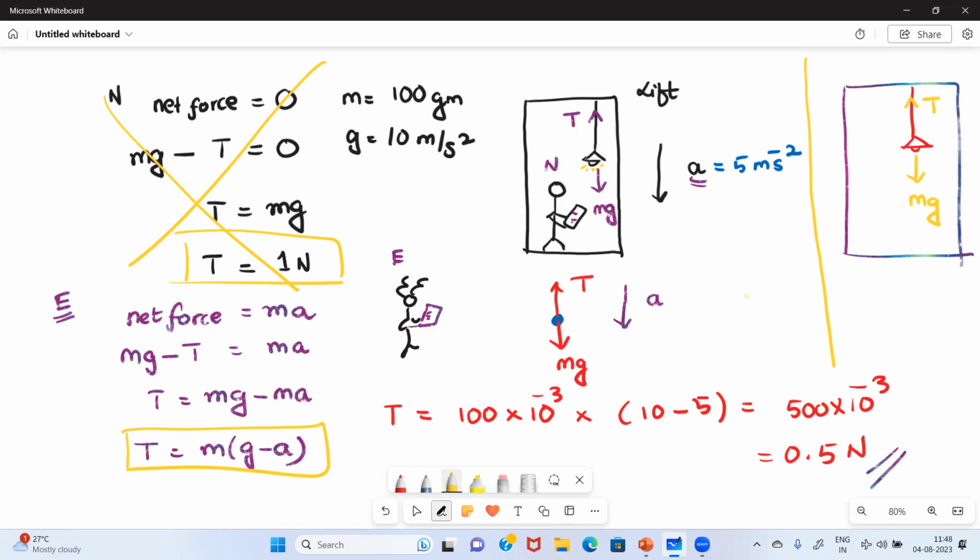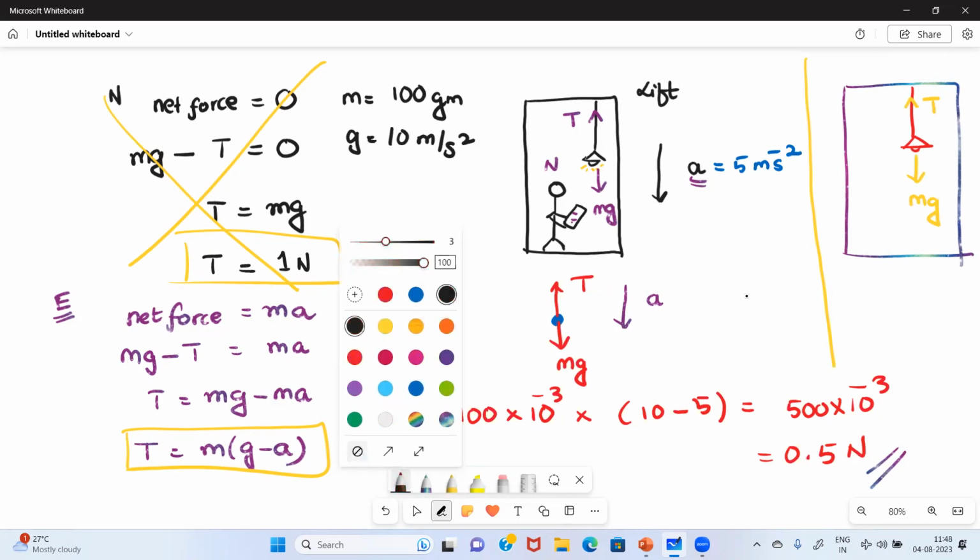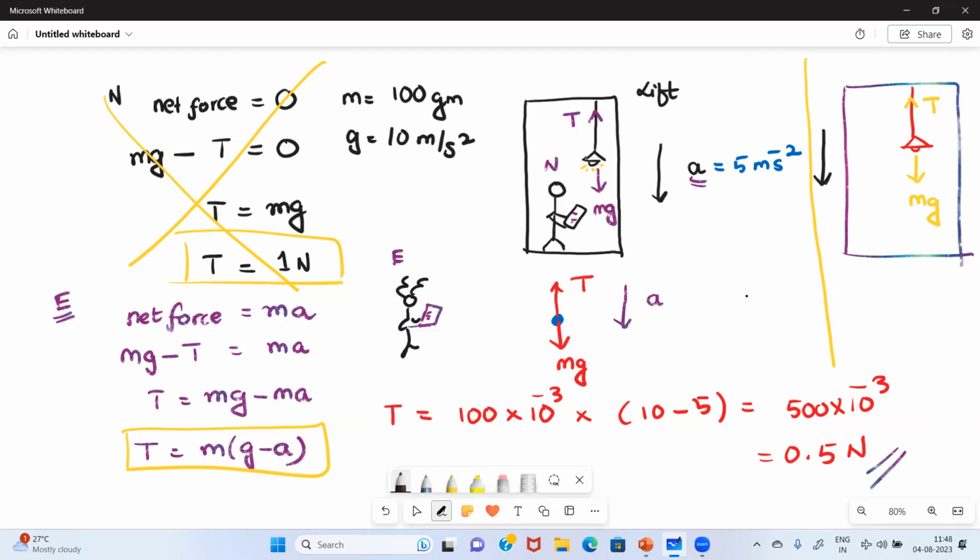Is it enough, guys? I need to assume what? Pseudo force. In which direction? Opposite direction. The lift is accelerating downwards, so I must assume a pseudo force to be acting in which direction? Opposite direction. This is the pseudo force. What value? MA.